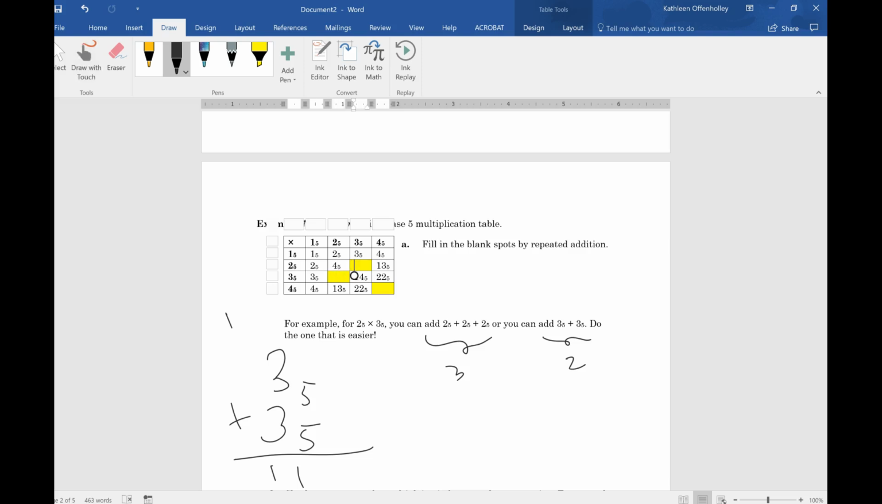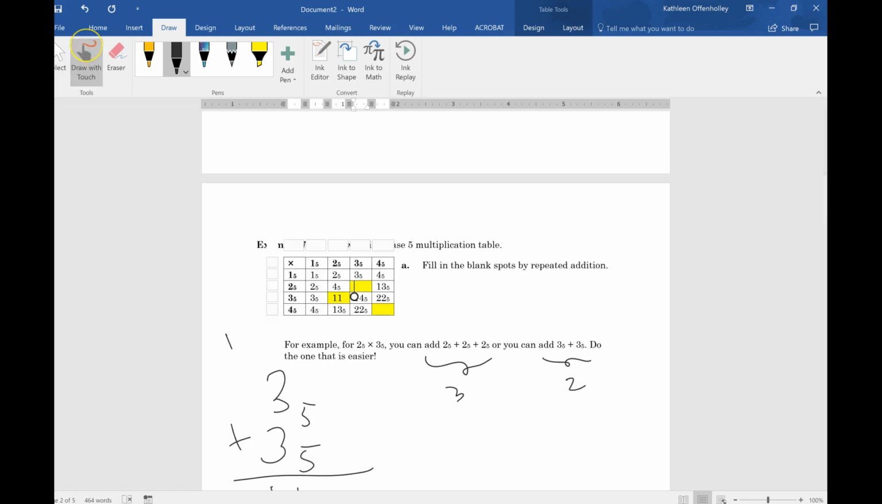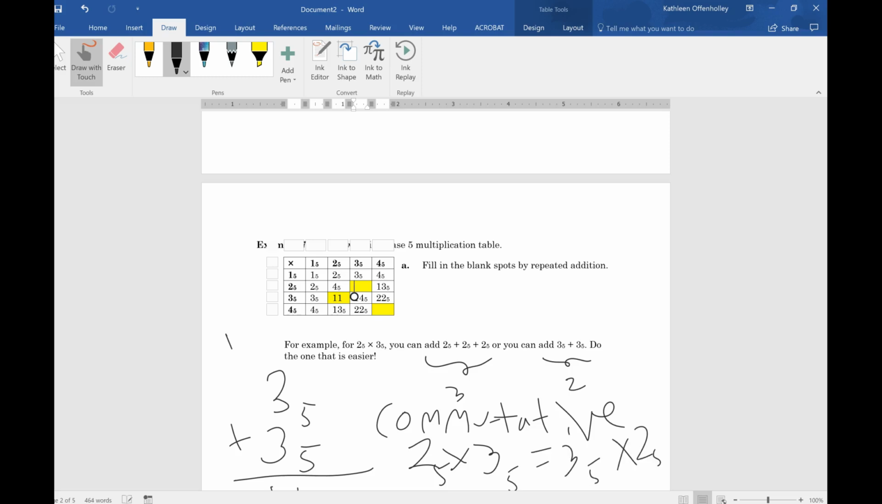Now if I go over here to the other part of the table, this is going to be 1 1, right? With a little 5 subscript. Now over here, because multiplication is commutative, that means it doesn't matter what order you do it in. Commutative means order doesn't matter. It means I could do 2 times 3 in base 5, and I get the same answer as doing 3 times 2 in base 5. It doesn't matter. So over here, I should also get the answer 1 1.